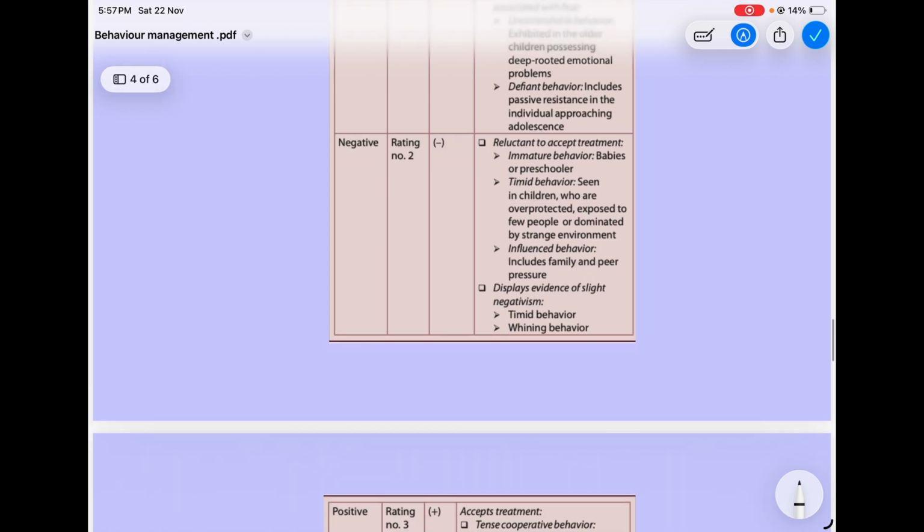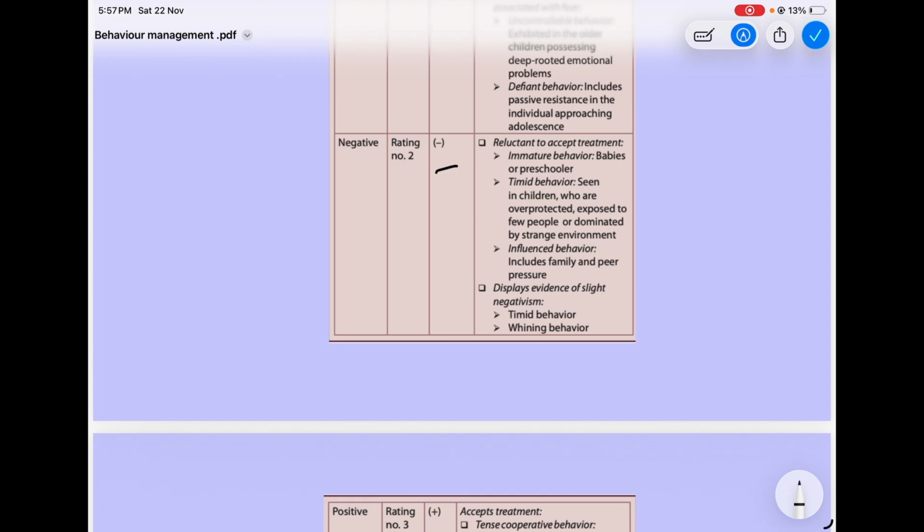Then rating number 2 is negative, only one minus. So reluctant to accept treatment. Here, reluctant to accept treatment describes a state where the individual is present and aware of the need for treatment but expresses their negative feeling through hesitations, passive resistance, timidity, or emotional withdrawal rather than overt defiance or aggression.